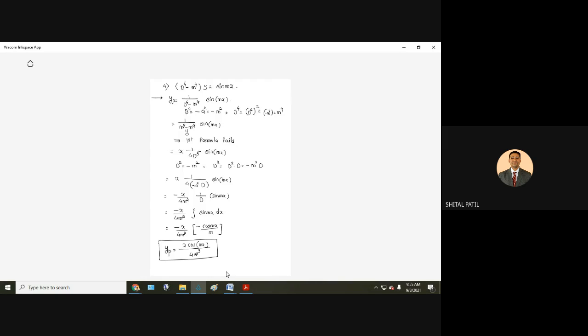x cos of mx divided by 4m cube. I have written all the steps. Still, if there is any doubt in a particular step, let me know. First we replaced D square by minus a square, so we got 0. So the first formula fails, and the second formula is used. I did not take the minus of that integration, so it became plus. Yes, minus is correct. Please make the required change.